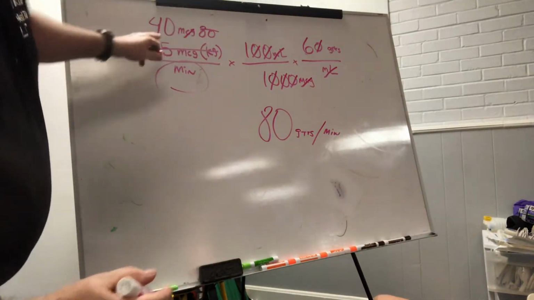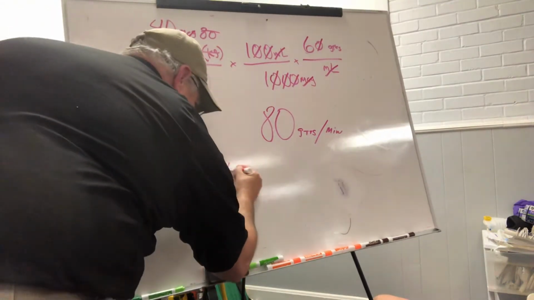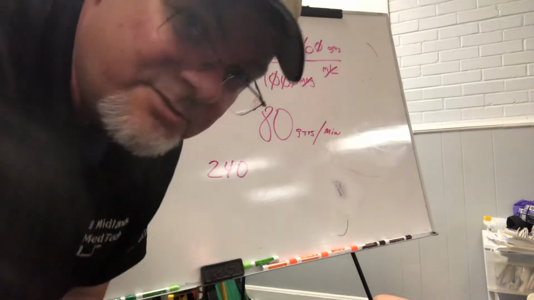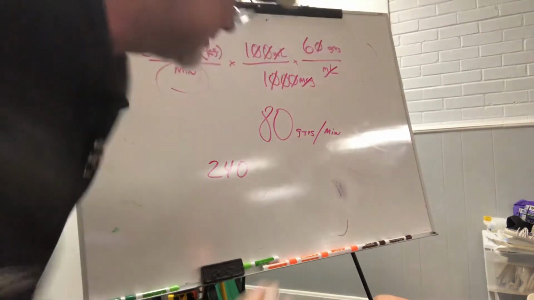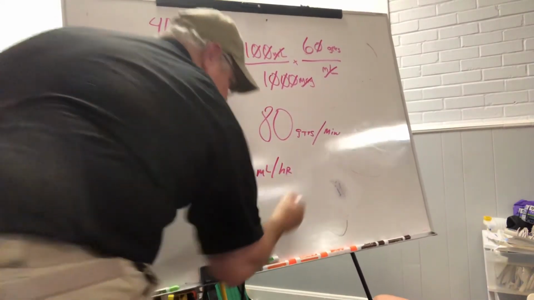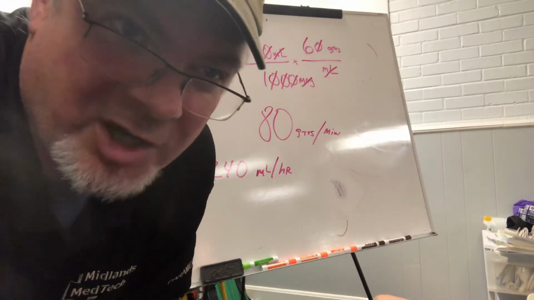So now we're looking at 40 times 6, which is 240 drops a minute. But with a 60 drop set, drops a minute is mLs per hour. So on an IV pump, this would be 240 mLs per hour. Super easy and super simple. Hope that makes sense.